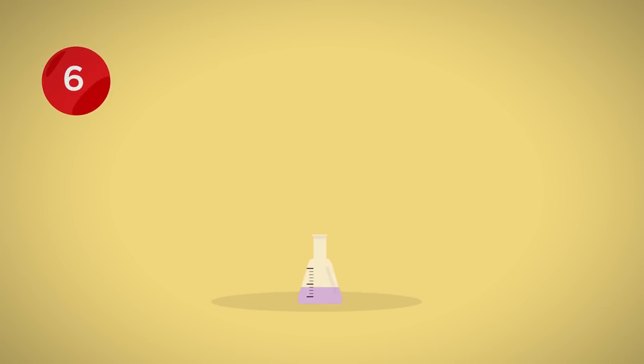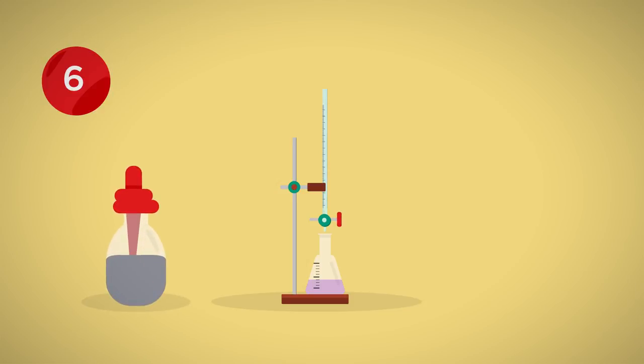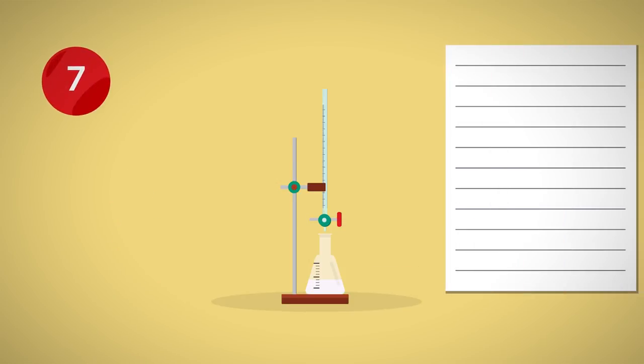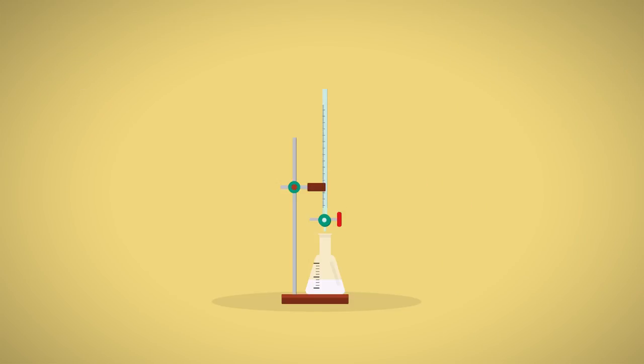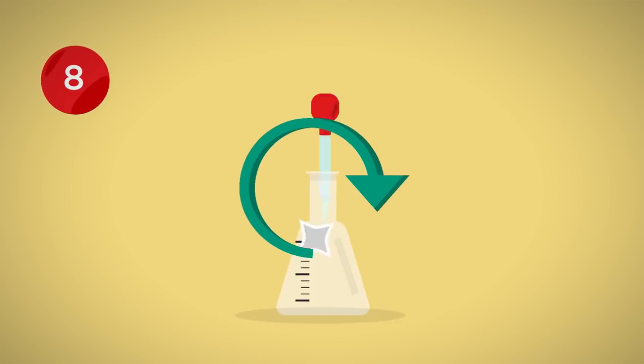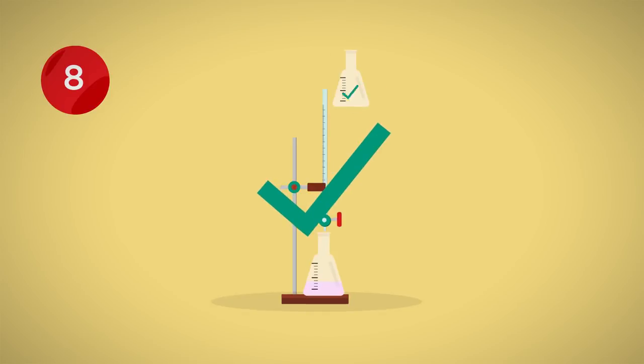6. Stop adding when the reaction is complete or the endpoint is reached. This is where an indicator may help you because there would be an appropriate color change. 7. Record the final volume on the burette. This gives you the volume of the solution added. This volume is called the titer. 8. For an accurate experiment, you should repeat this experiment a few times until you get consistent values for the titer.